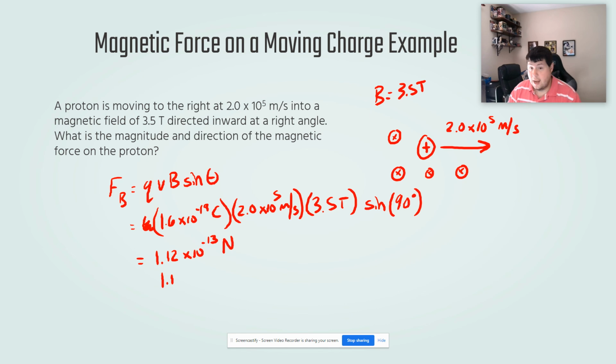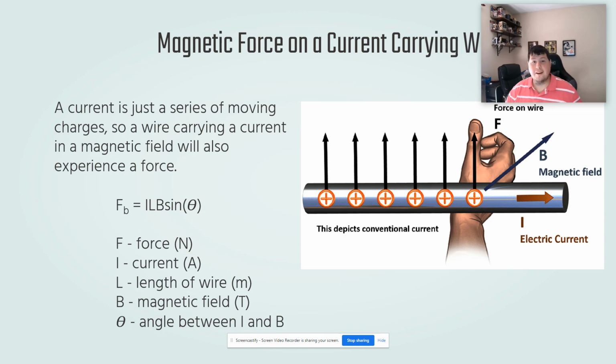Now it wants to know the direction as well, so I got to use my right hand rule for that. If it's moving to the right and then the field is inward, that looks like it would be an upward direction, upward force.